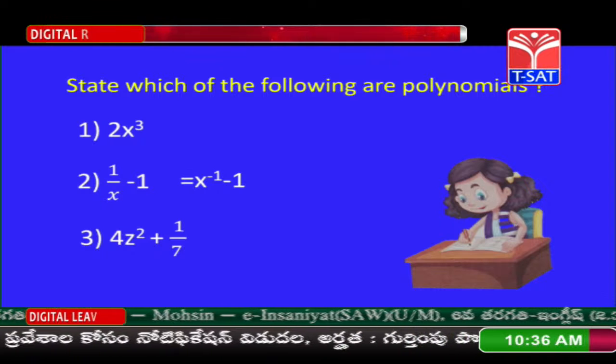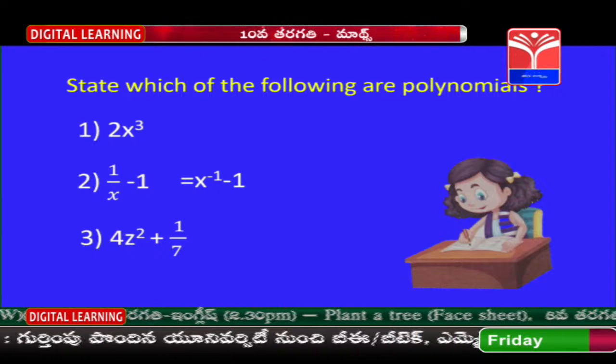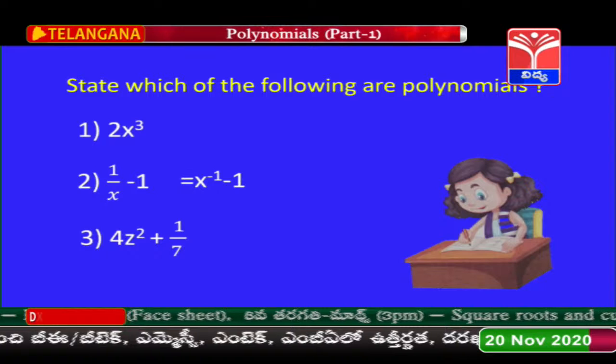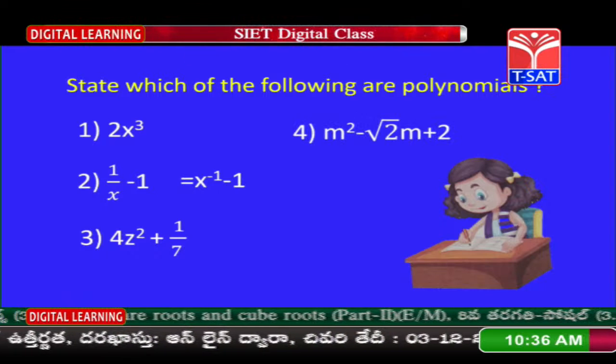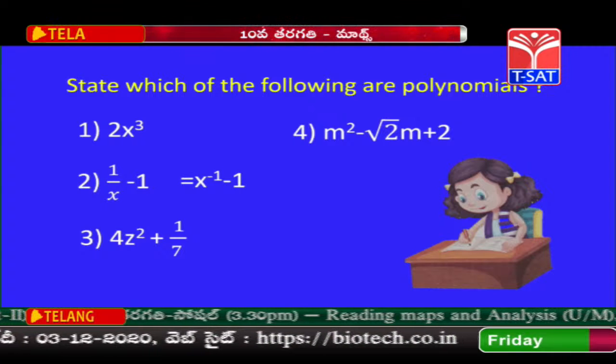Every student should be able to read the expression first. So try to read clearly the variables and the syntax. 4z square plus 1 by 7. Try to read this one. M square minus root 2m plus 2.